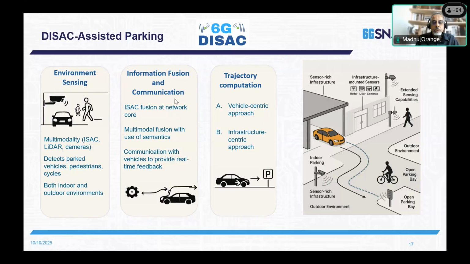One of the things of interest in the trajectory computation box is that it could be either local to the vehicle and processed completely in the vehicle, with of course the help from the infrastructure, or a completely infrastructure-based approach. So one of the features of DISAC is that we have distributed sensing, at the local nodes, at the edge, and at the core. These are some of the features that one can highlight from DISAC. Thank you.